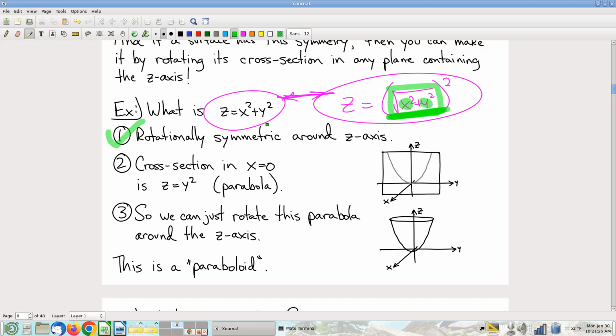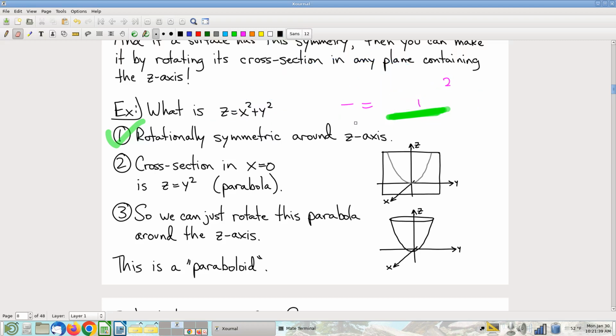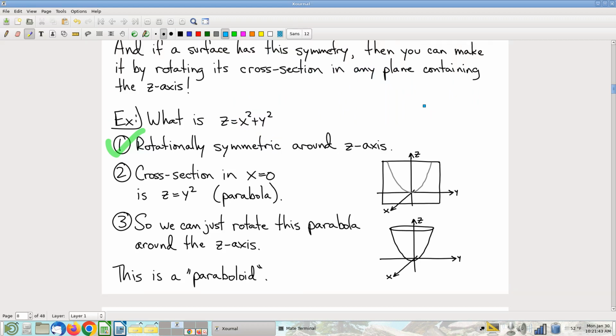By the way, the upshot of this little algebraic trick is that when you see x squared plus y squared, that counts too, because that's the relevant square root squared. Right? So that works too. Okay, so we have a rotationally symmetric surface, and that means that I can just understand its cross-section in any plane containing the z-axis. Take your pick. Any plane you want.